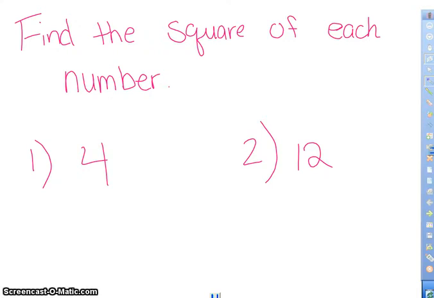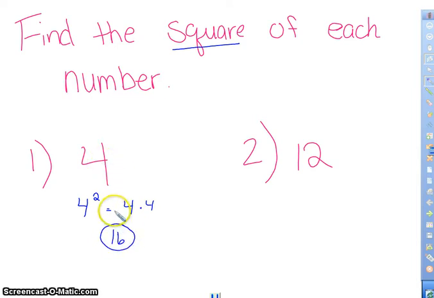Okay, so we're going to start off with finding the square of each number. Now remember, when you square something, you're just applying the exponent, square 2. When you square, it means you're multiplying it by itself. So 4 squared can be written as 4 to the second power, which means 4 times 4. So 4 times 4 is 16, and that is your solution.